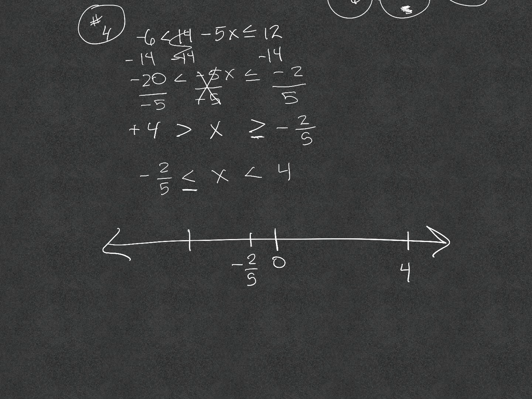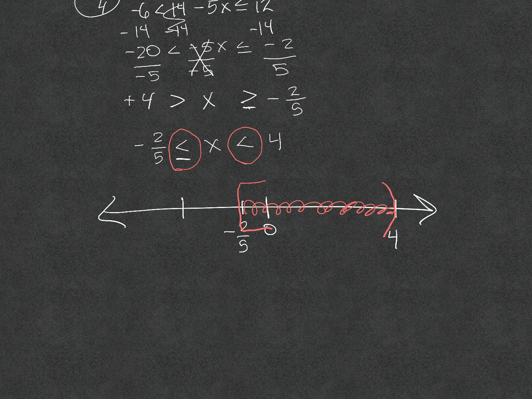Okay, so this side then would have a bracket because of the "or equal to." We put the bracket, and we have a 4 on this side, and that gets a parenthesis because it's just a less than symbol. And we can see that the window basically is in the middle between those two. So it does include the number negative 2/5, does not include the number 4.